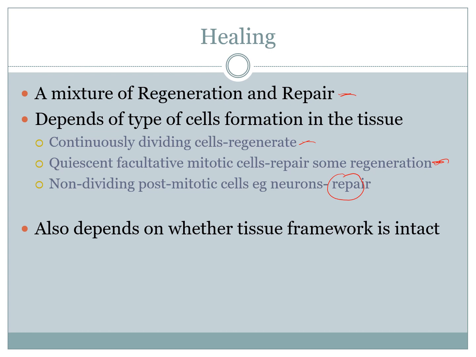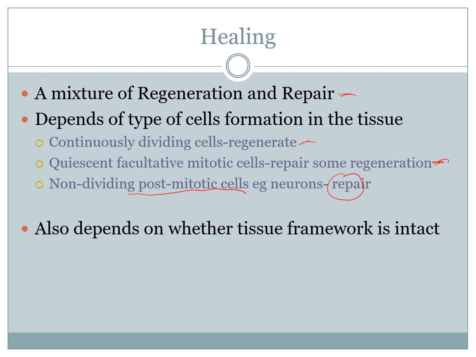Then we have a third type of cells that will not go through it: the non-dividing post-mitotic cells. Our neural cells are classic examples. Once they've grown and been put in place, they're not going to go through mitosis. They're very long and very complex. They're going to rely on the repair side of the house, which means you're going to get scar tissue.